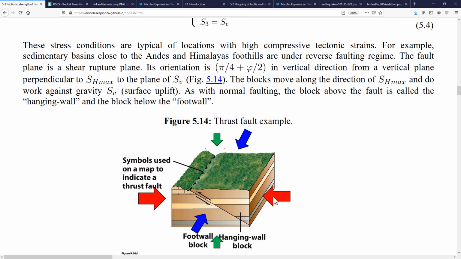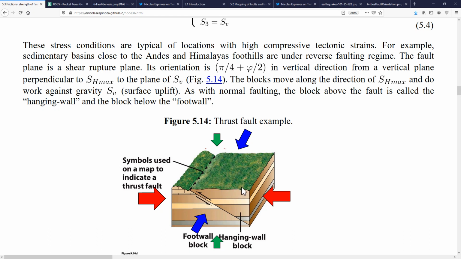When you have such combination, then now the maximum stress is pushing sideways, and the shear failure that you would expect would be this type of failure over here, in which, let's apply the same logic that we did before, the block is moving along the direction of the maximum principal stress. So here the hanging wall is moving to the left and the foot wall is moving to the right, and this is doing work against the minimum principal stress, which is vertical, so this one is also moving up.